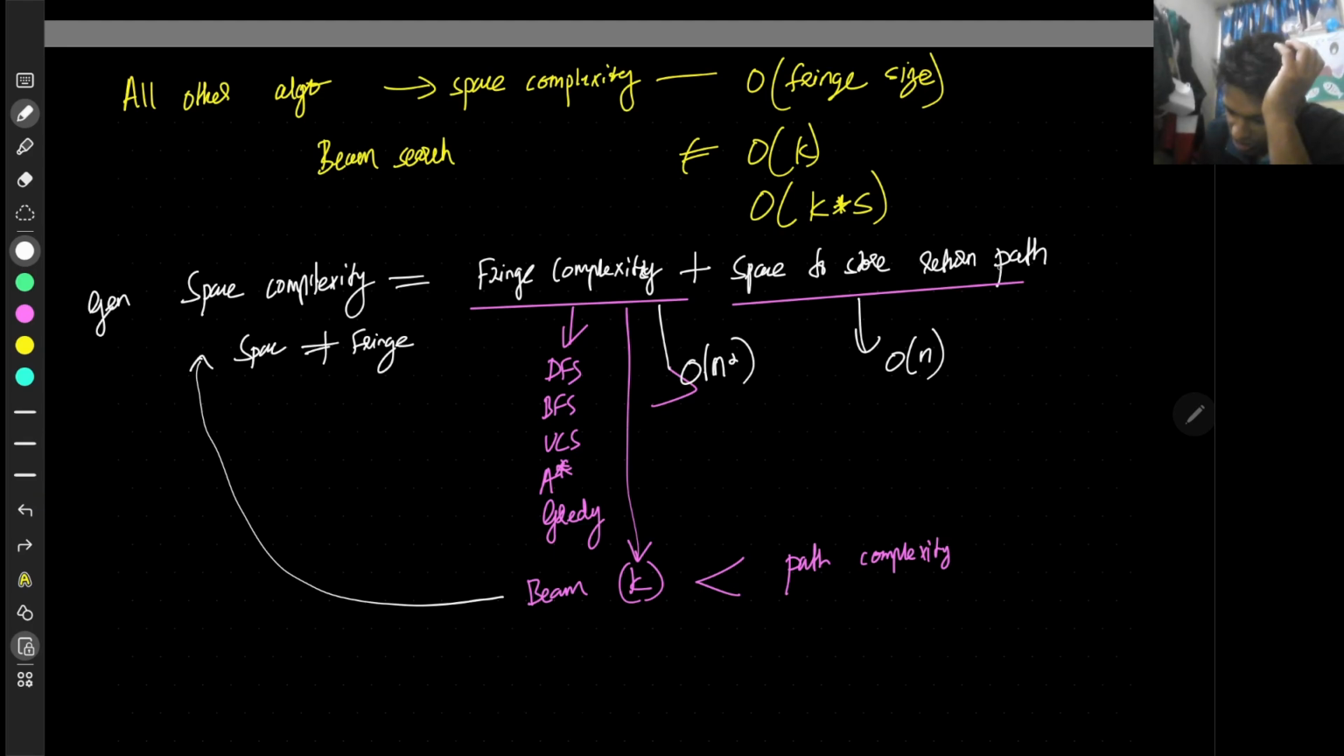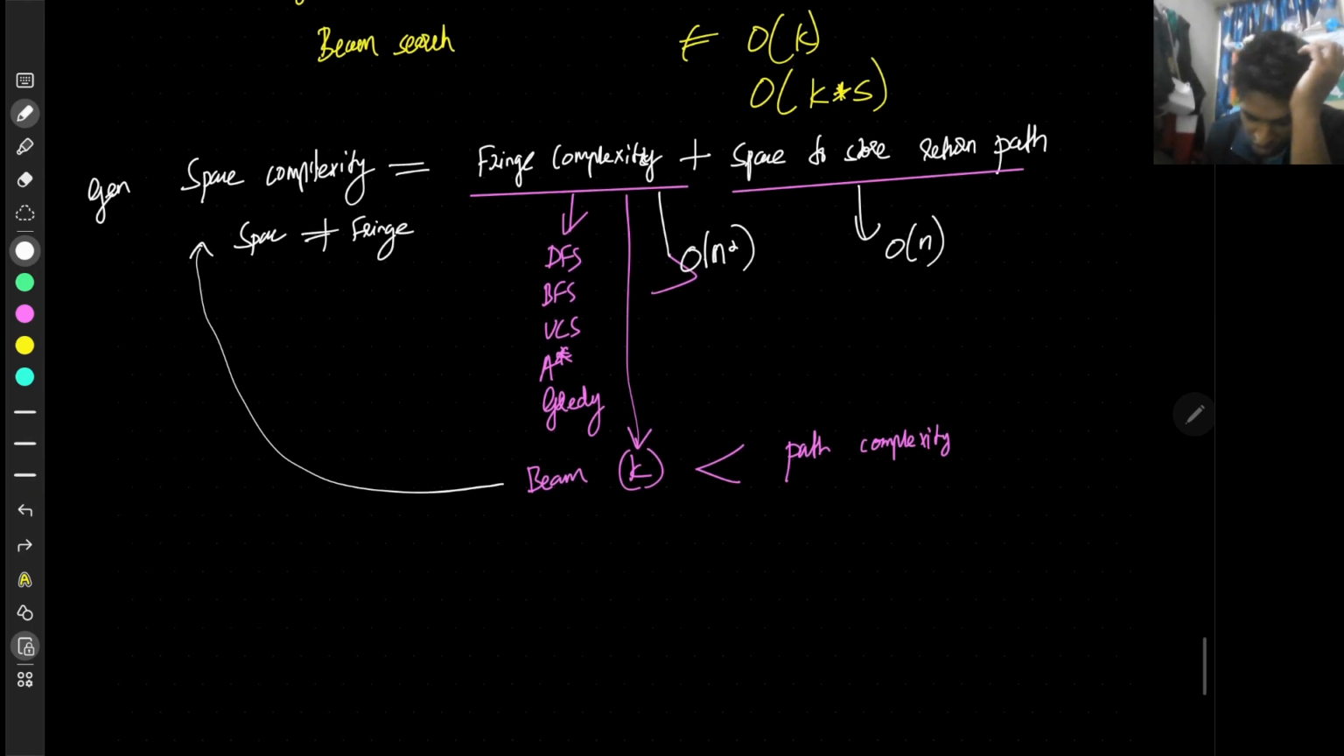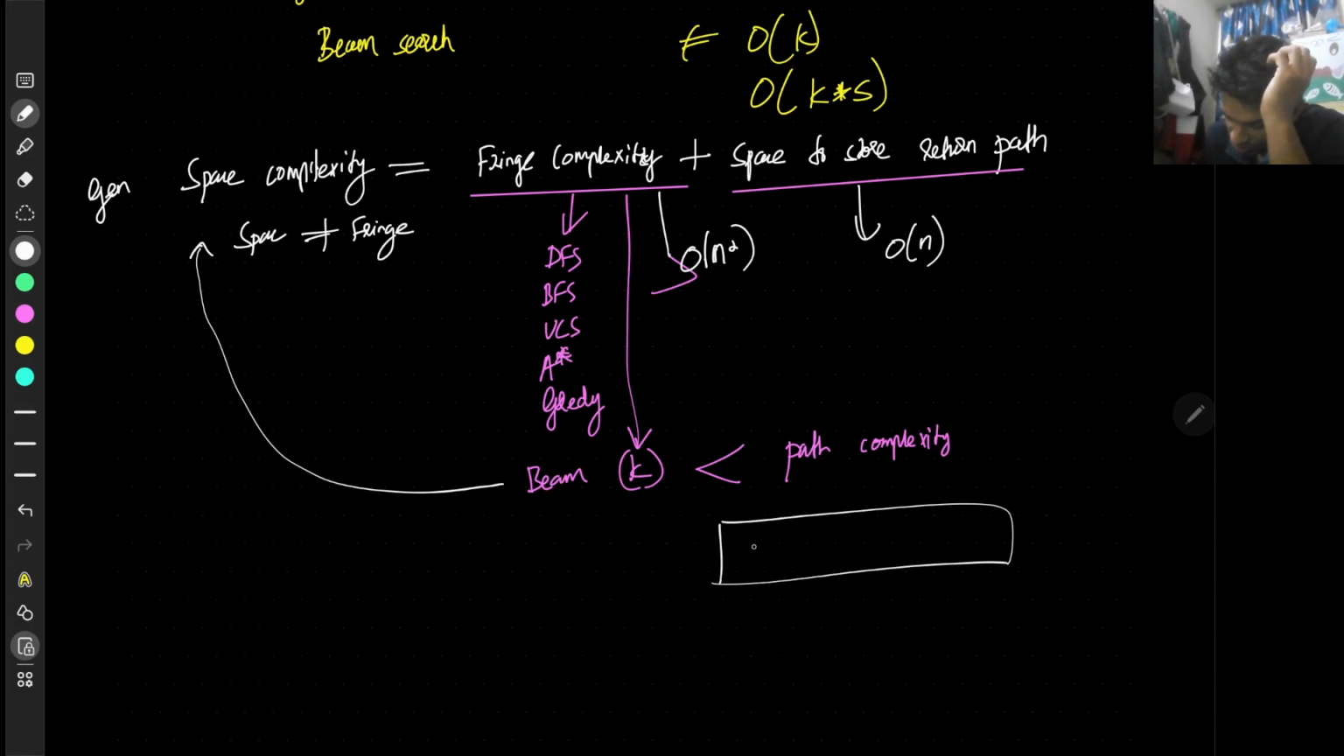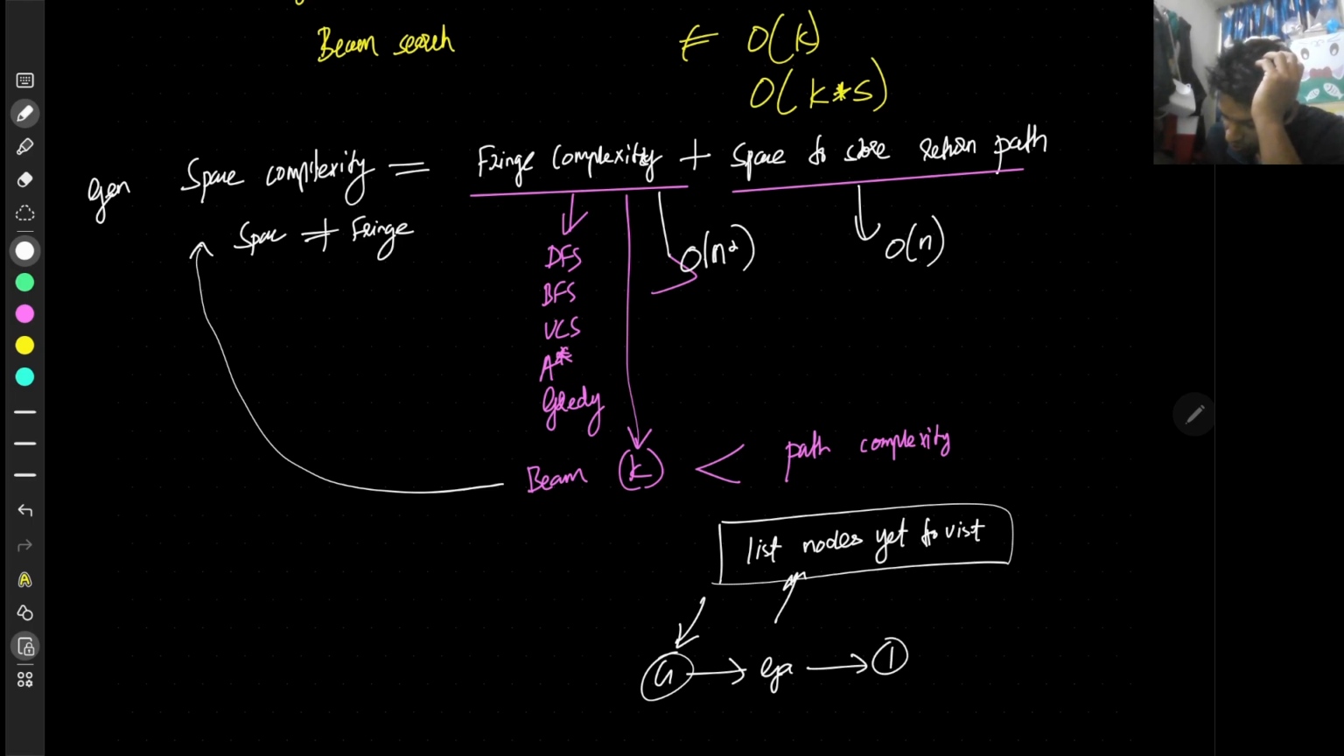This was happening with all the other algorithms because in the fringe you are not storing the path. In the fringe, what is happening? It is the list of nodes yet to visit, right? From this, can you get the path? You cannot get the path, right? Suppose you goal tested and it returned one, okay, I have found the goal. So from the fringe, are you able to get back the path? You are not able to.